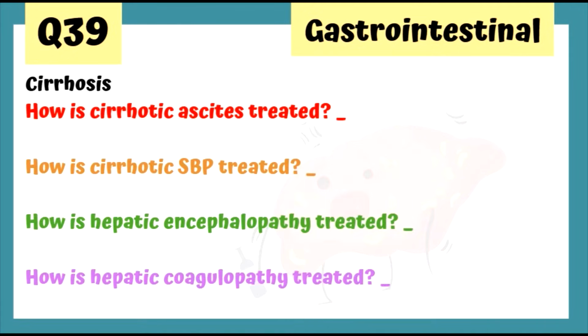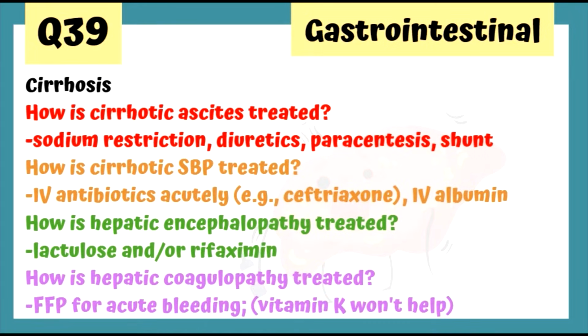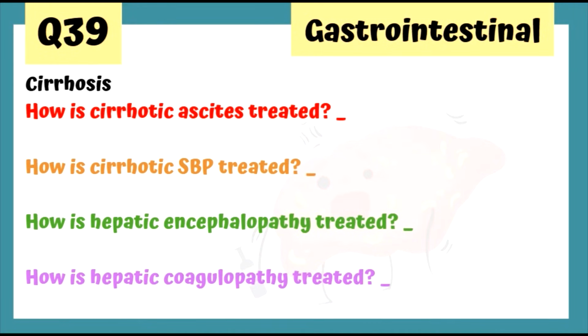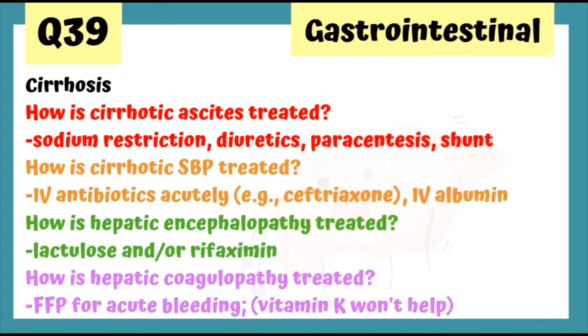How are these different things treated? Ascites with sodium restriction, diuretics, paracentesis, and shunt. How is SBP treated? With IV antibiotics such as ceftriaxone and IV albumin. Encephalopathy with lactulose or rifaximin. And how is hepatic coagulopathy treated? FFP for acute bleeding. Vitamin K won't help. We give FFP, fresh frozen plasma, for hepatic coagulopathy.